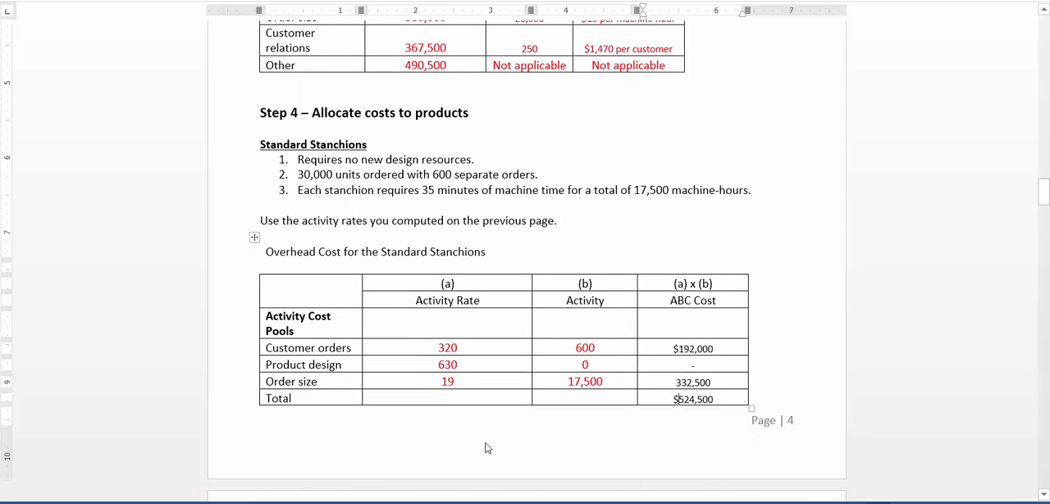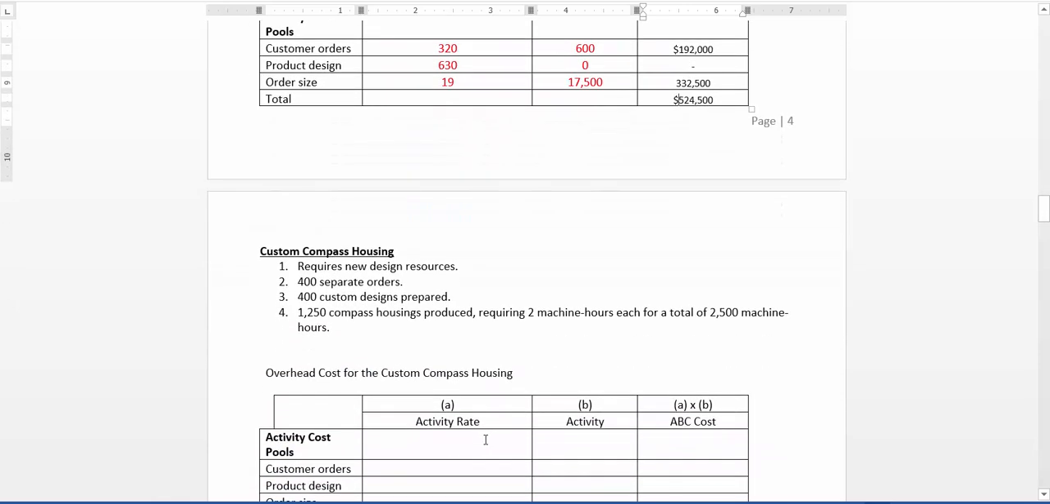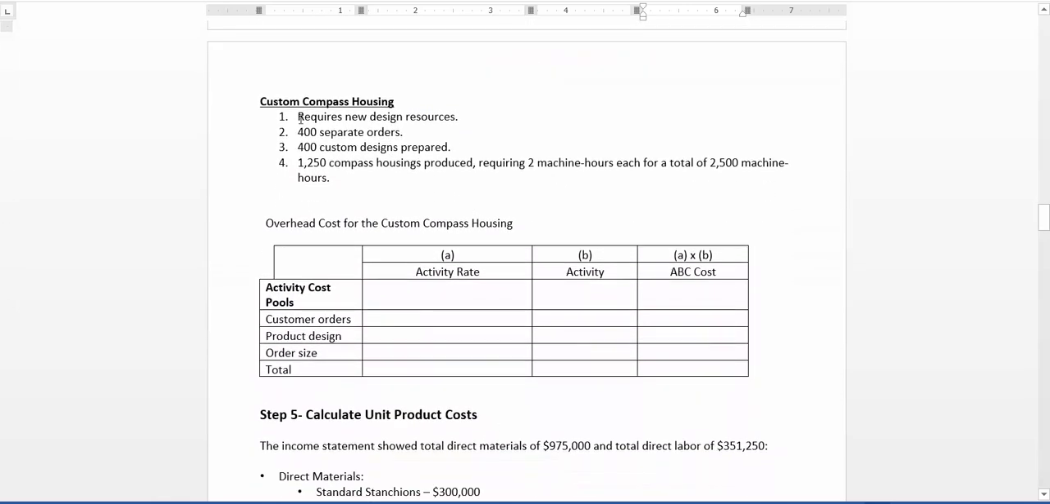All right, so next up we're going to allocate cost to the custom compass housing. And here's the information that we need for that. It tells us that it does require new design resources. There are 400 separate orders, 400 custom designs prepared, and 1,200 compass housings produced, requiring 2 machine hours each for a total of 2,500 machine hours. Okay, so again, our customer order rate is $320. They're telling us that there were 400 separate orders, so we're going to multiply the 320 times 400, and that's going to give us here 128,000.